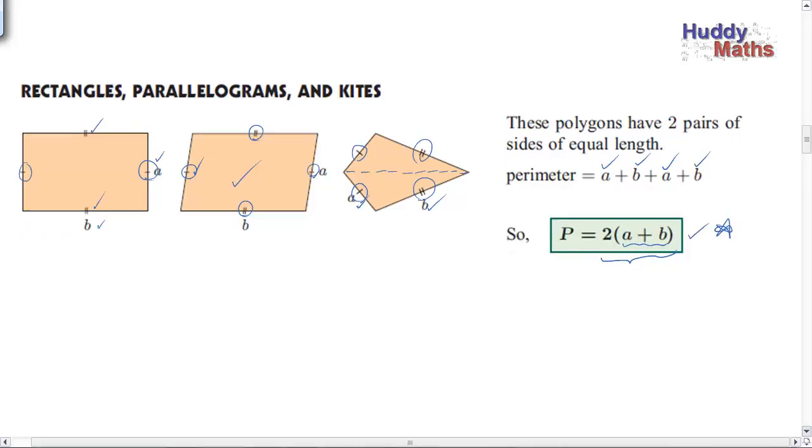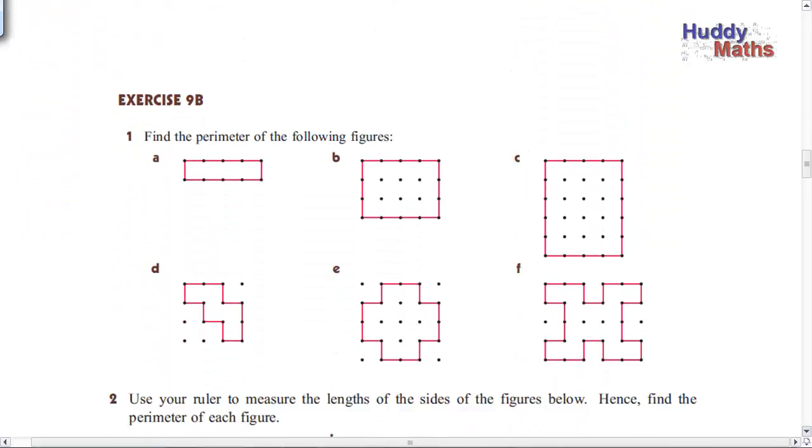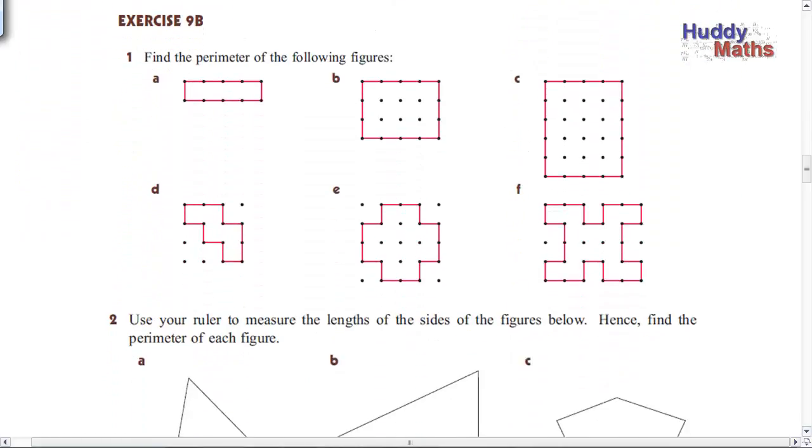Okay, let's go and do some now, and I want you to try and use the ideas we've just talked about to find the perimeter of these figures. So you could use the tricky idea of 2A and 2B if that works in the particular shape. Otherwise, you're just going to have to add them up. All right, let's have a look at the next one.